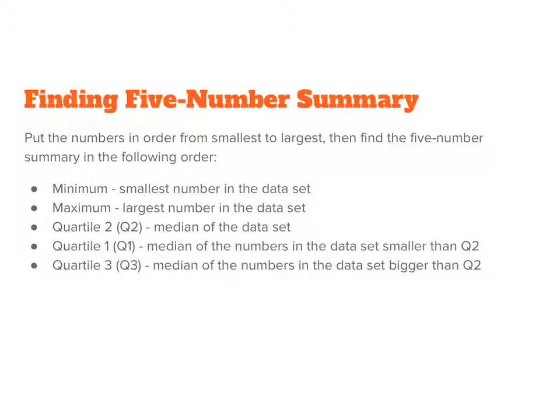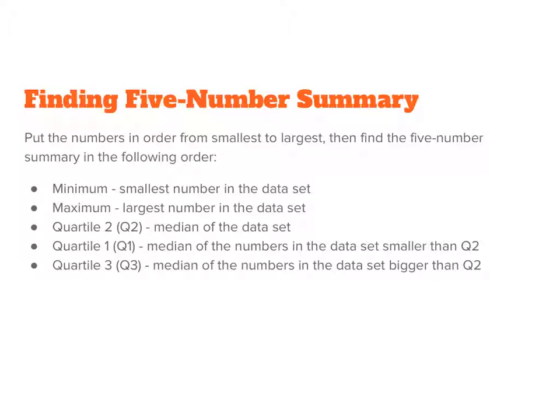So to find the 5-number summary, the first thing you want to do is to put the numbers in order from smallest to largest. Then we're going to find the 5-number summary in the following order. So we're not going to go in the order that we had on the last one. So the way we want to do it is we want to find our minimum, which is again the smallest number in the data set. Then find the maximum, which is the largest number in the data set.